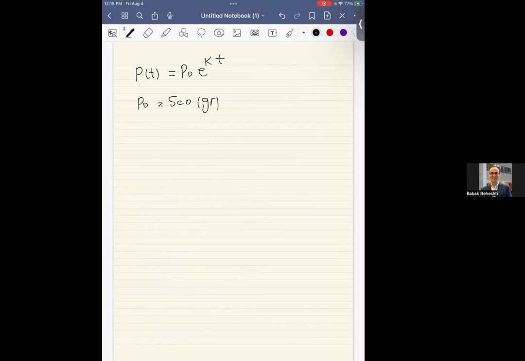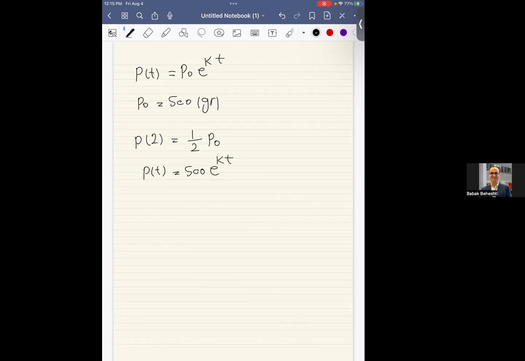Now the half-life is 2 minutes. That means P of 2 is equal to 1/2 of P0, right? The half-life is 2 minutes. So here the unit of T is the minutes. So P of 2 is 1/2 of P0. So if you plug into the original equation, what is the equation that I have? The equation for P is P is equal to 500 e to the power kt.